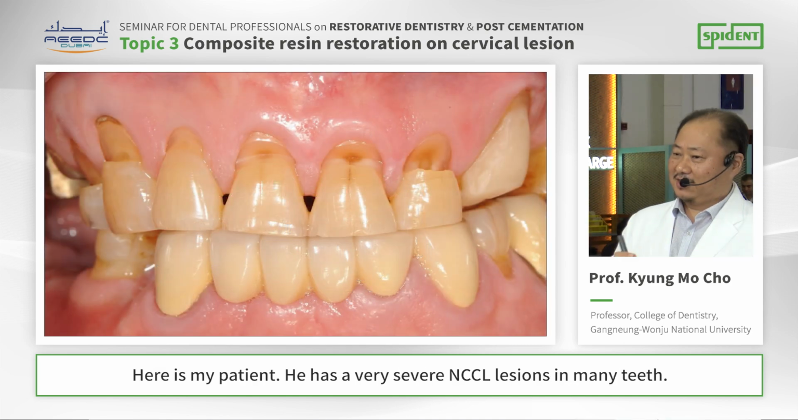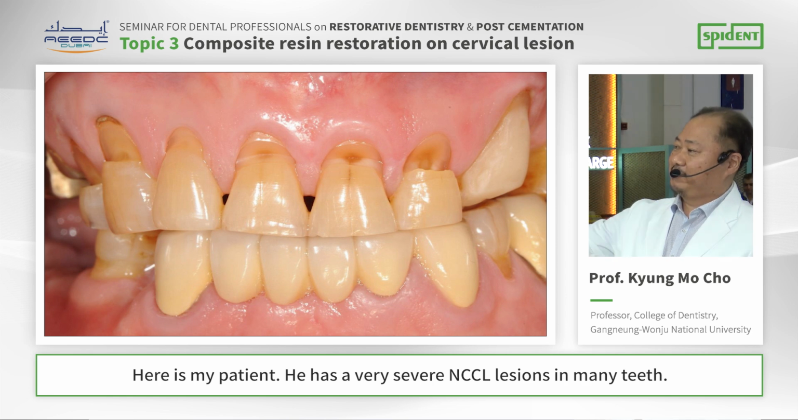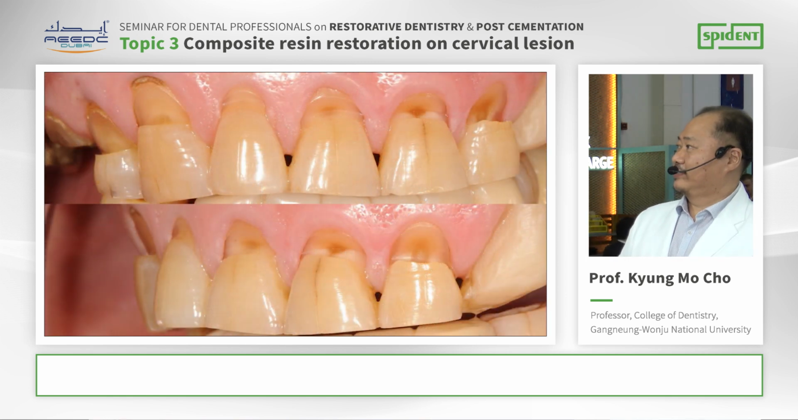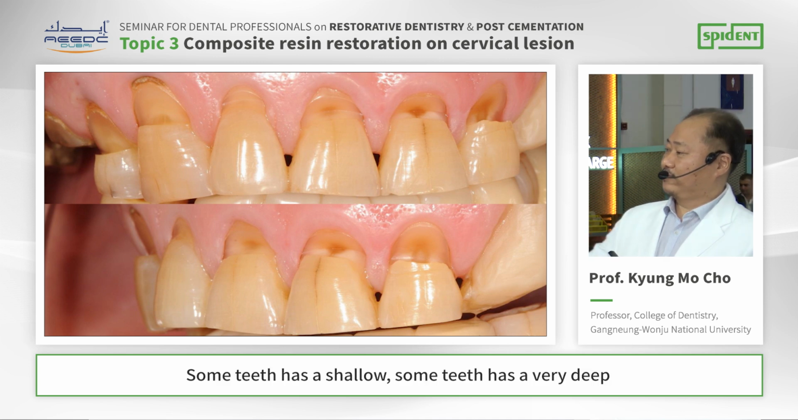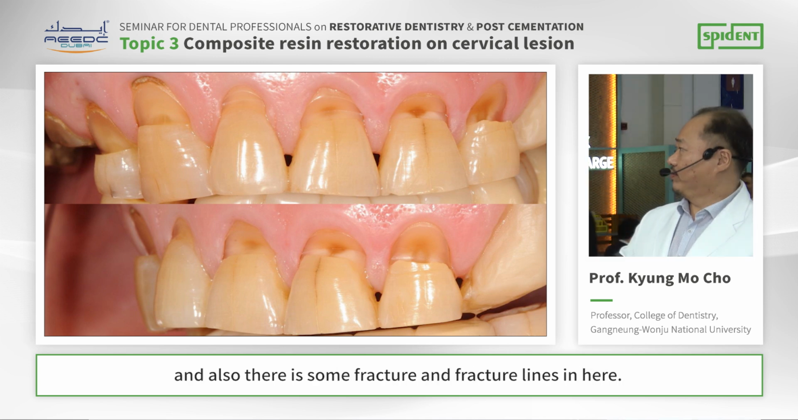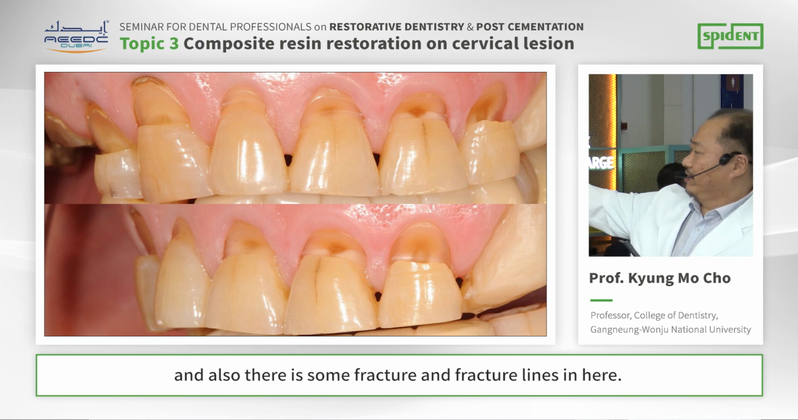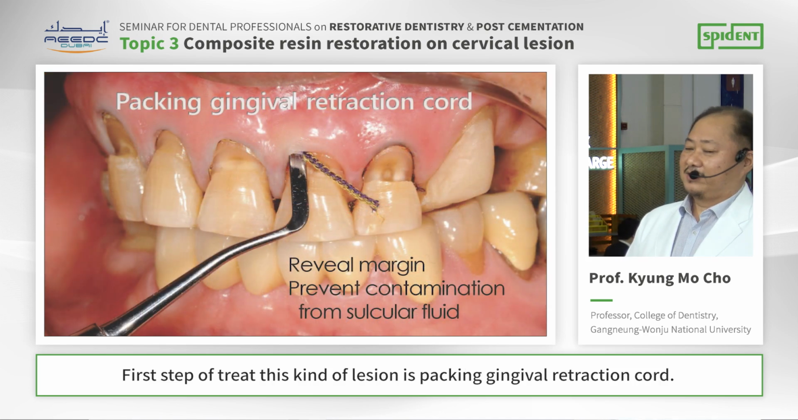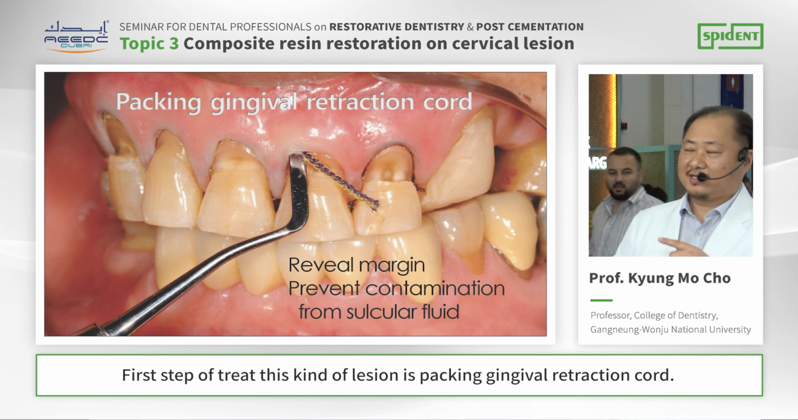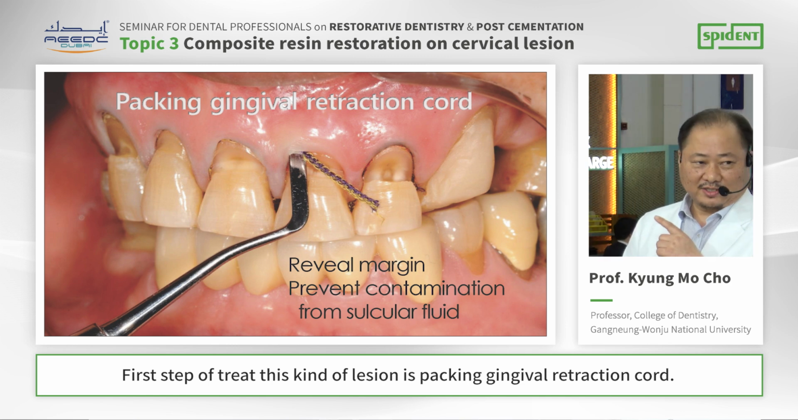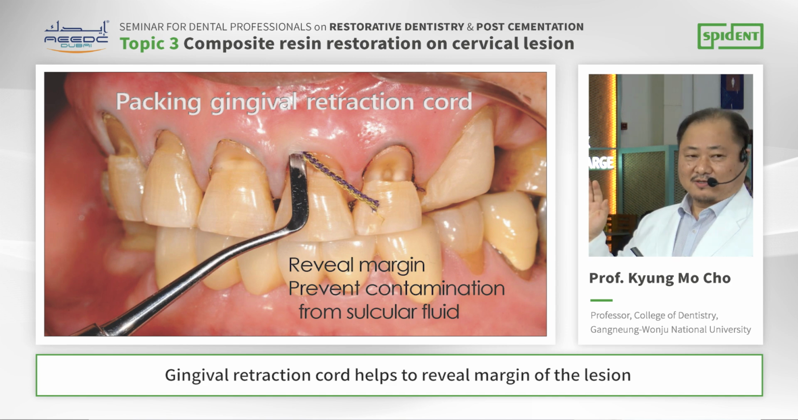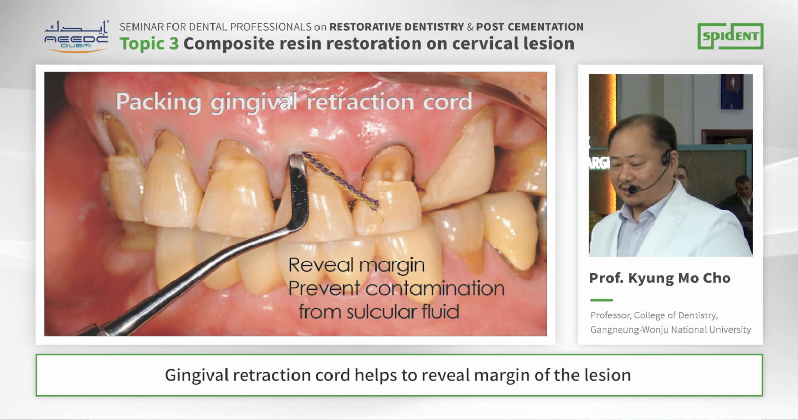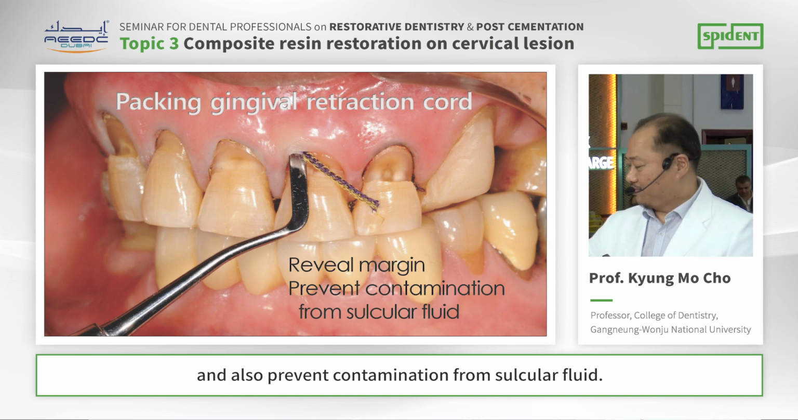Okay, here's my patient. He has very severe NCCL lesions, on many teeth. Some teeth have shallow lesions, some are very deep, and there are also some fractures and cracks here, a very severe NCCL condition. The first step of treating this kind of lesion is packing a gingival retraction cord. The gingival retraction cord helps to expose the margin of the lesion and also prevents contamination from crevicular fluid.